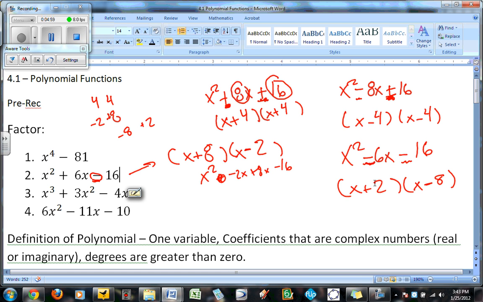All right, so hopefully that wasn't a big overhaul for how you factored. I don't think it will be. I think this should be a pretty big review.